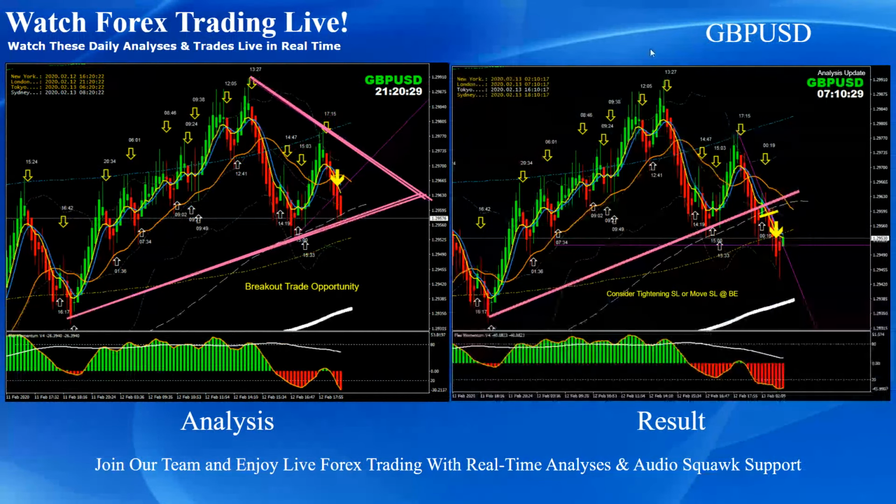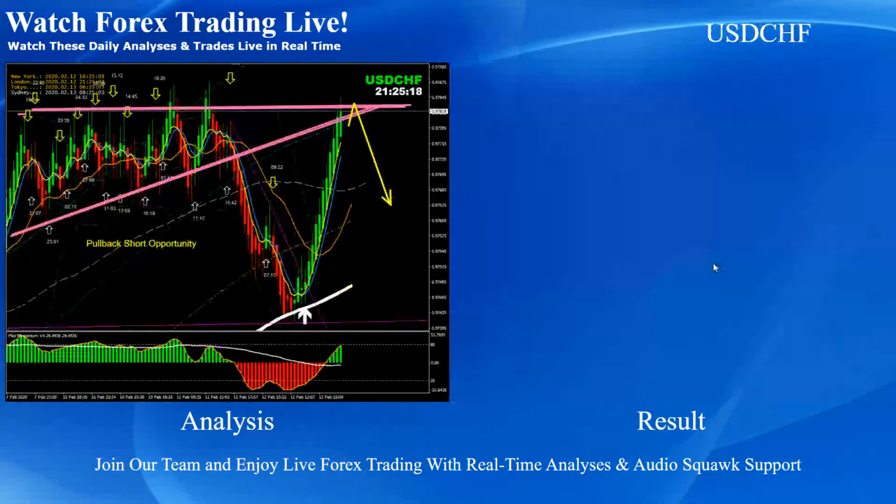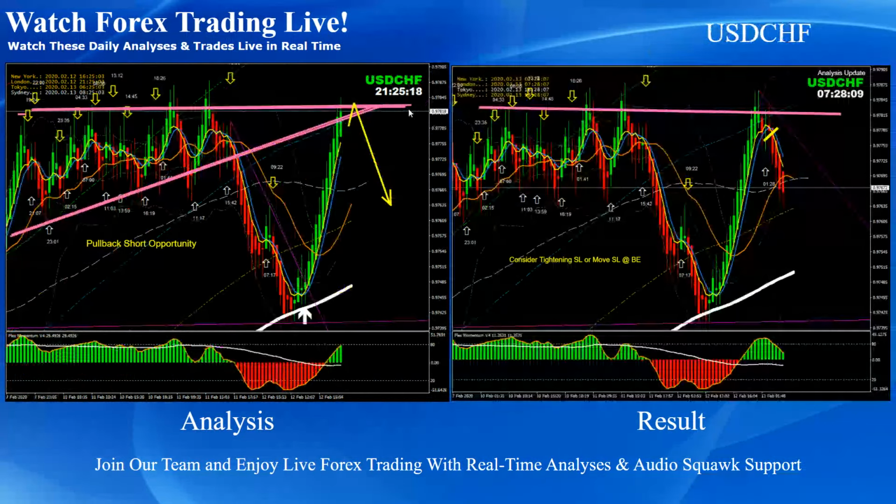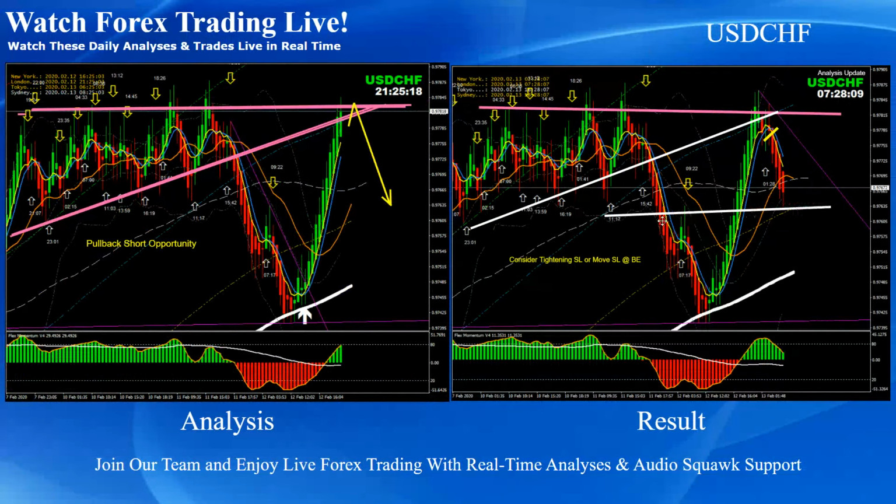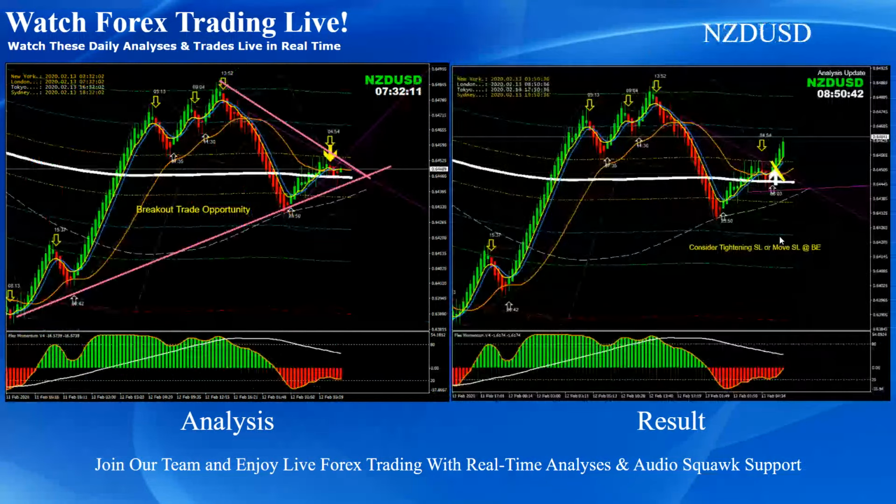Pound dollar, pretty straightforward. Triangle pattern breakout short trade. And dollar Swiss franc, pretty straightforward. As you can see, price nicely respected and a beautiful short trade, and we banked some profit as soon as the price hit the support level.